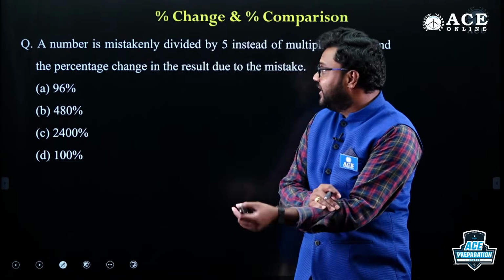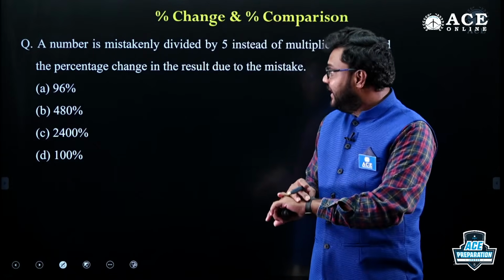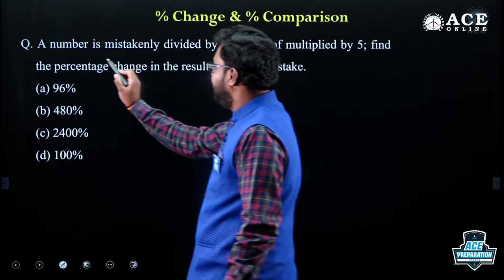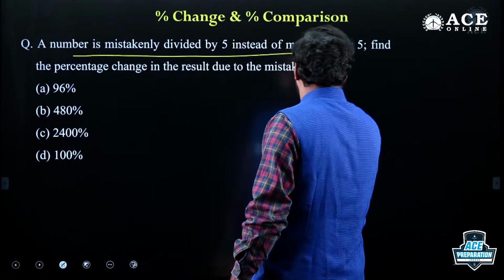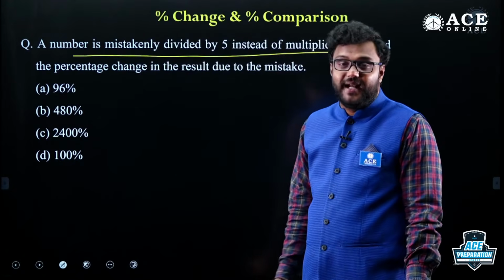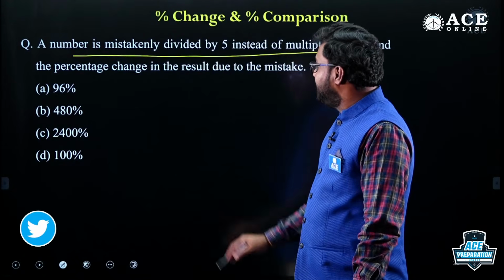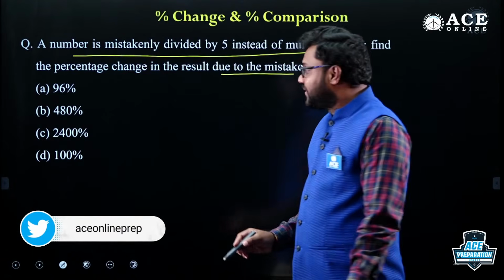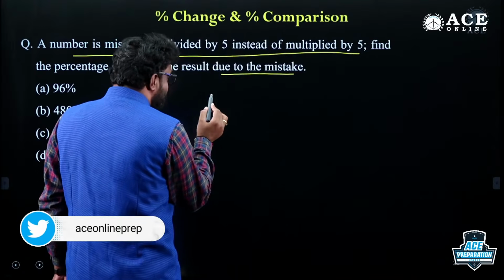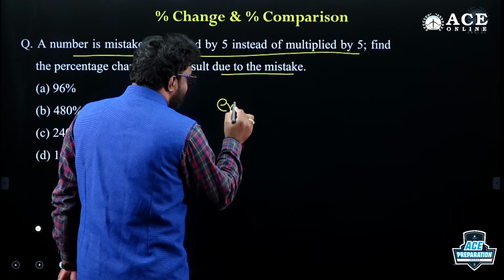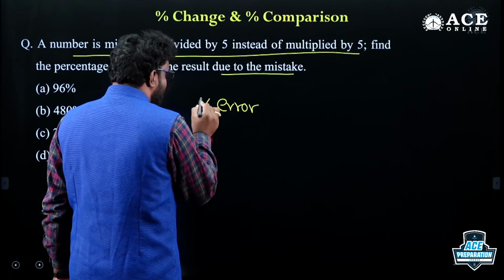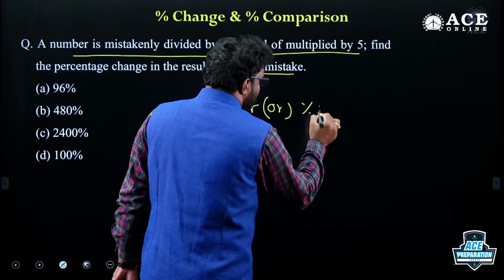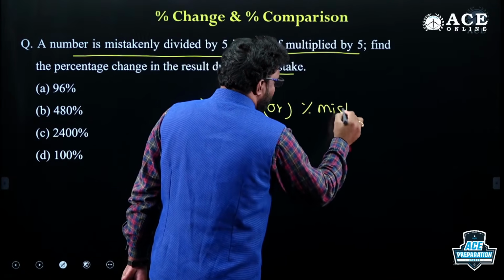Now if you just see this question, they mentioned here a number is mistakenly divided by 5 instead of multiplied by 5. A number is mistakenly divided by 5 instead of multiplied by 5. Now here, what is the percentage change in the result due to the mistake, due to the error? So here, what is the percentage change due to the mistake means they are asking error percentage, percentage error or percentage mistake. Percentage error or percentage mistake is what?